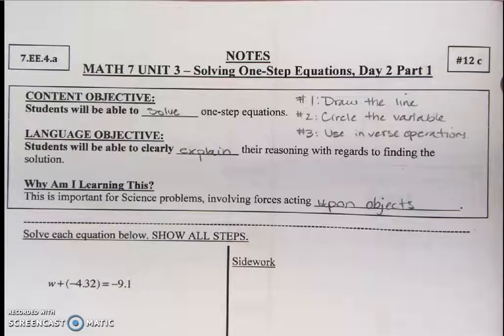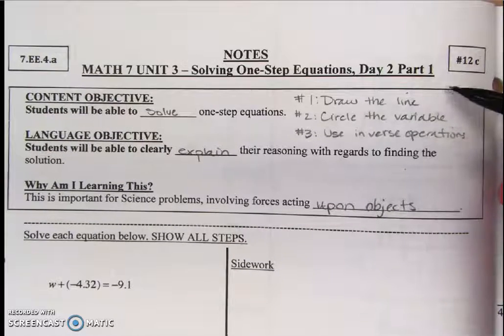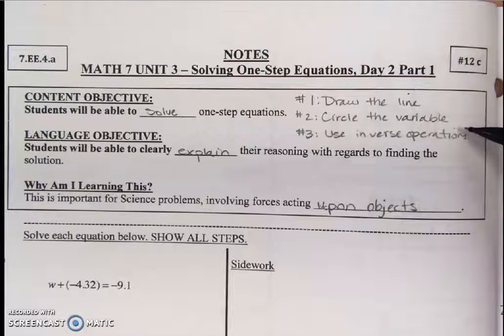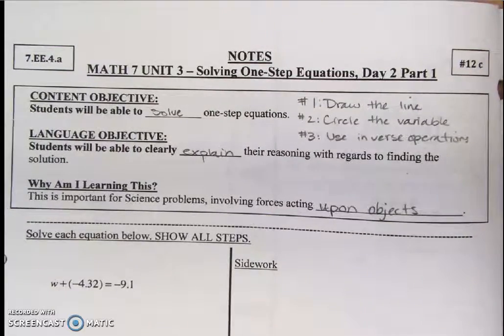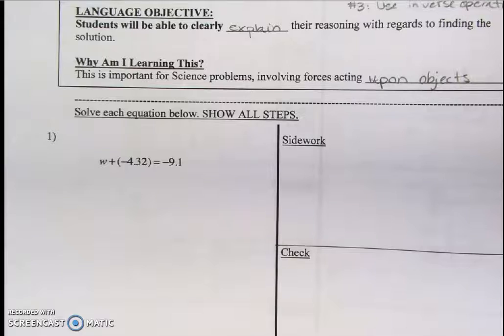All right, here we are with one-step equations again, but today we're going to be looking at decimals. Please write your same 3 steps that we've been writing. Number 1, draw the line. Number 2, circle the variable. And number 3, use inverse operations. Do the opposite. The only difference today from what we've been doing is that there are decimals. So we're still going to follow these same steps.